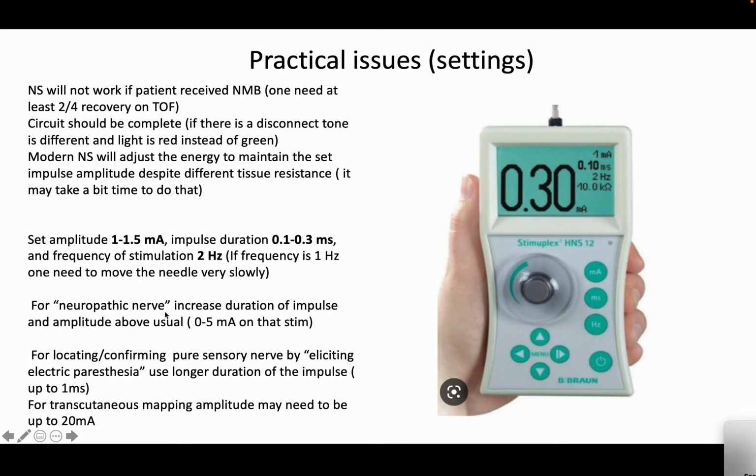So if we're dealing with a neuropathic nerve, let's say a patient with bad diabetes, then we need to increase the duration of our impulse. So instead of 0.1, maybe 0.3 or maybe even 1 millisecond. This particular machine allows you 0.1, 0.3, and 1 millisecond. Some other machines give a higher range of duration. And we have to increase intensity or amplitude. So maybe instead of 1.5 milliamps, maybe 2 milliamps, maybe 2.5, and so on. For locating or confirming a pure sensory nerve, like for example, lateral femoral cutaneous or saphenous nerve, by so-called eliciting electric paresthesia, we also need to use a longer duration of impulse. And this machine is not appropriate, but if you're planning to use transcutaneous mapping, so you're going to stimulate those nerves through the skin, then the amplitude required for this needs to be much higher, up to 20 milliamps, and I'll show you that a little bit later.